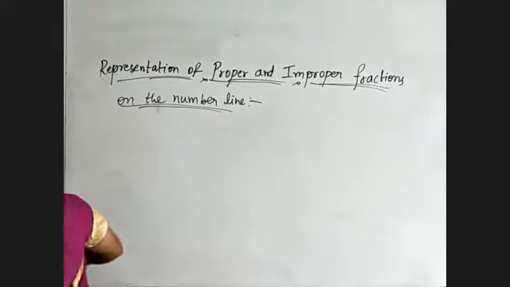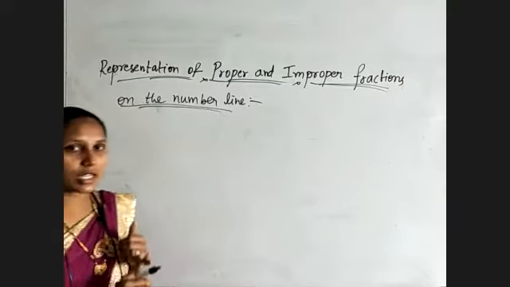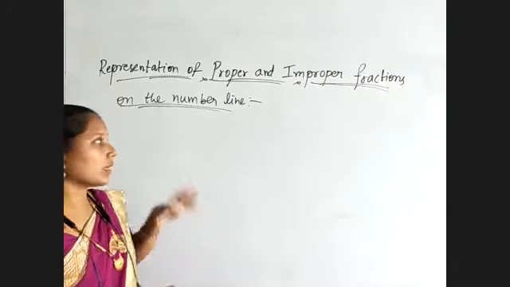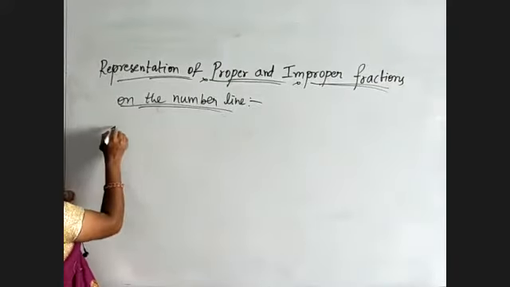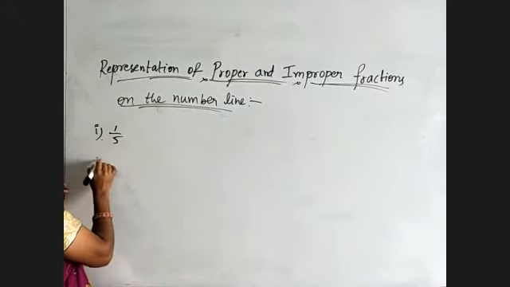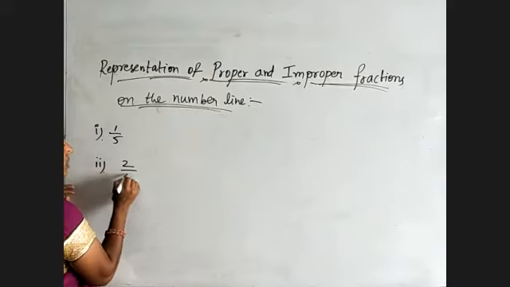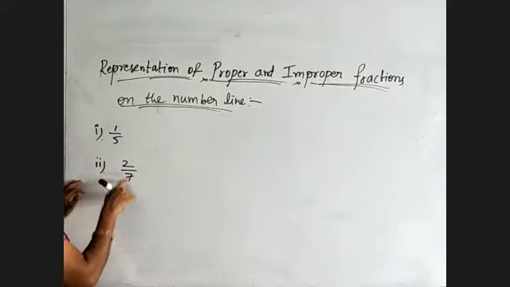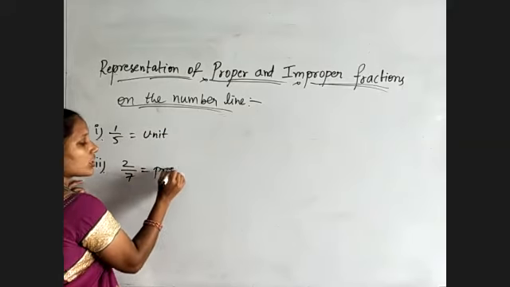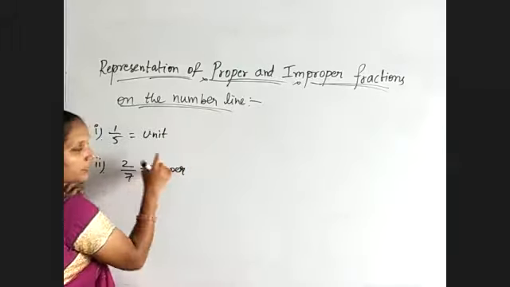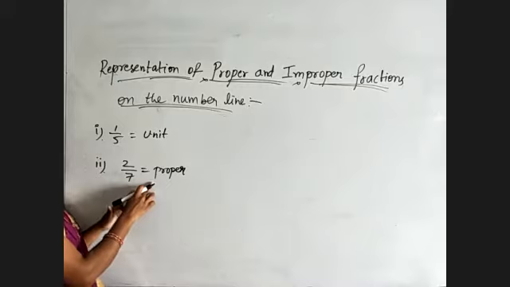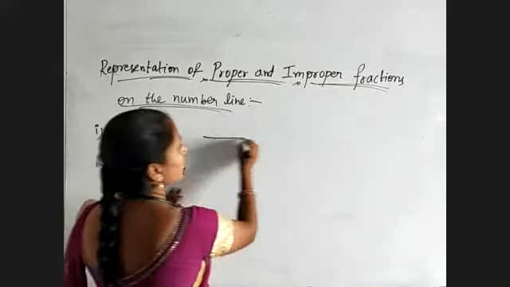On the number line, all the proper fractions lie between 0 and 1. All the improper fractions lie at more than 1 or equal to 1. And now, for example, I have 1 by 5, a unit fraction. Okay. And secondly, I have 2 by 7, a proper fraction. Unit fraction, proper fraction. Because a unit fraction is a proper fraction, we need only this representation, also same as proper fraction only.